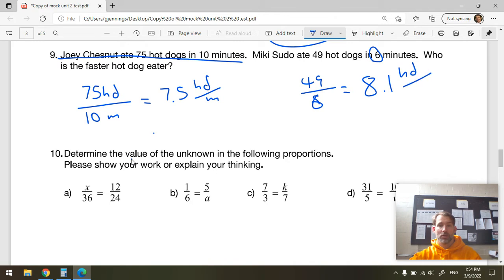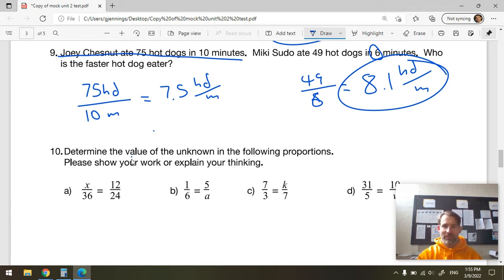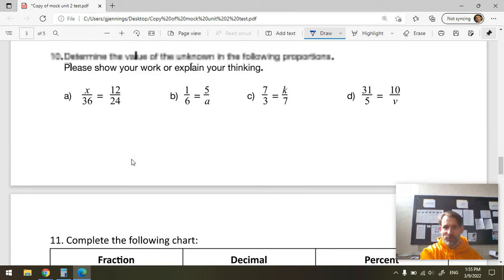Hot dogs per minute. Okay, so it's like kilometers per hour in terms of the unit, but in this case, it's hot dogs per minute. It's a lot funnier to imagine. They eat fast. You knew that already.